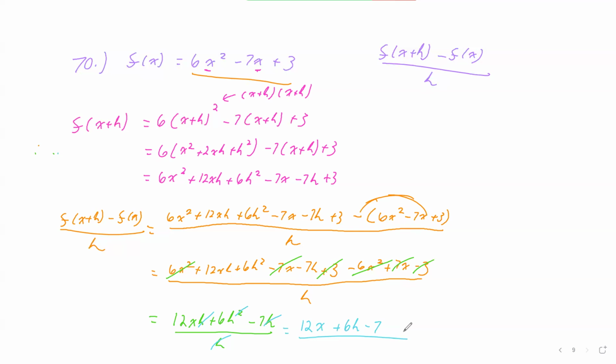But let's just do another one. Just make sure you have a couple examples here. Let's look at number 73. So this is going to be f of x equals 2x minus 7. Again, you're asked to find f of x plus h minus f of x divided by h.